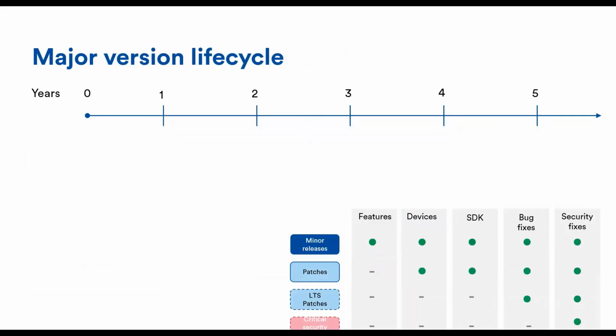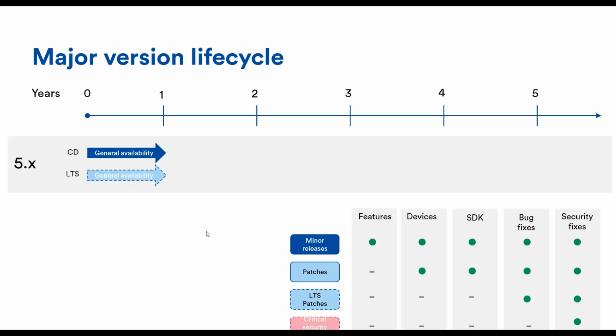If you look at the type of updates that you'll get over time with each track, let's take a major release such as 5.9. When 5.9 was launched, the continuous delivery track, which is the primary track, entered general availability. During the general availability phase, which lasts until the next major release, the continuous delivery track receives minor releases, which include features, devices, in addition to the SDK bug fixes and security fixes you would see in a patch. The long-term support track, for its part, also is in general availability. It is possible to create new systems with this version, but it only receives an LTS patch, which contains only bug fixes and security fixes.